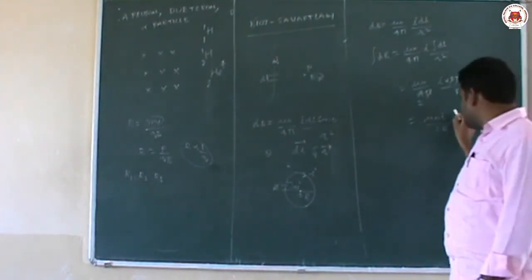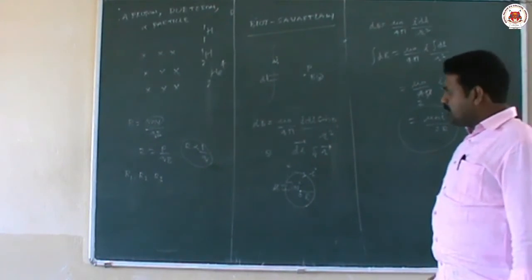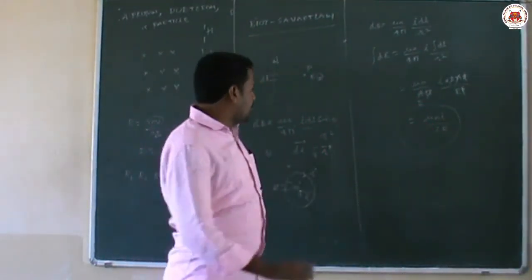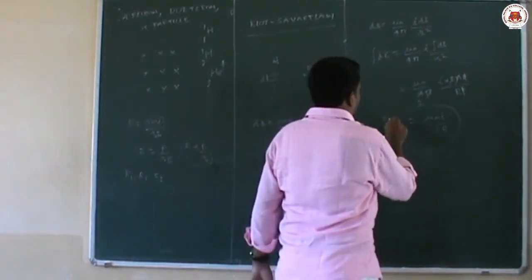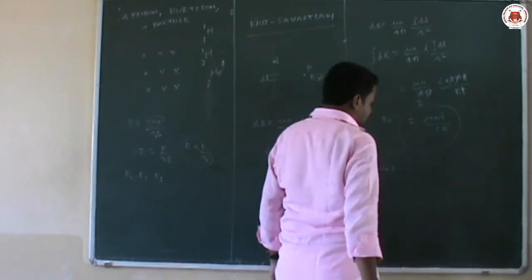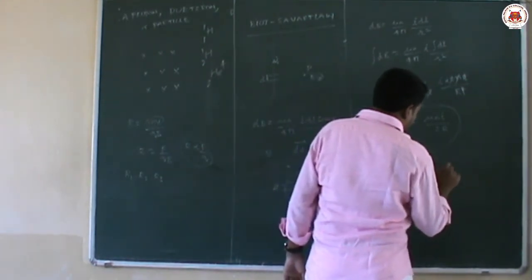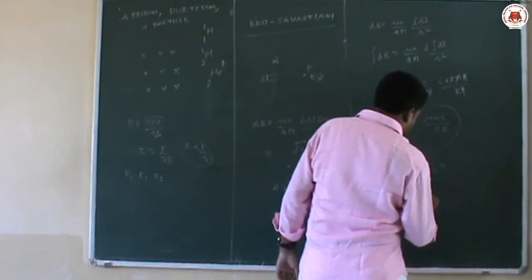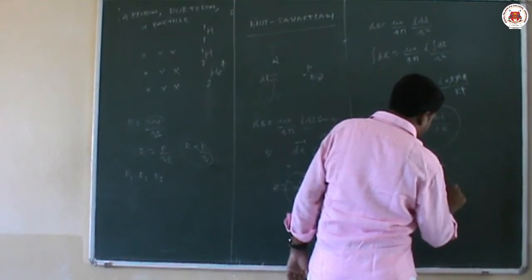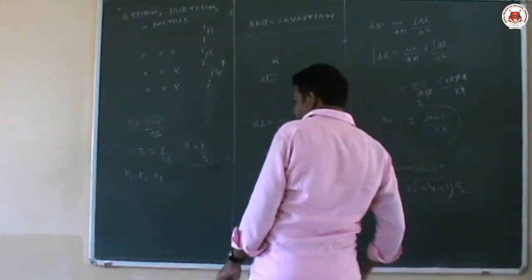So this is how we apply the magnetic field. Using Biot-Savart law, you can find another formula. This is the magnetic field at the center. The magnetic field on the axial line is B_A equals mu naught N r square by 2 into (x square plus r square) whole power 3 by 2, where x is the distance from the axis.